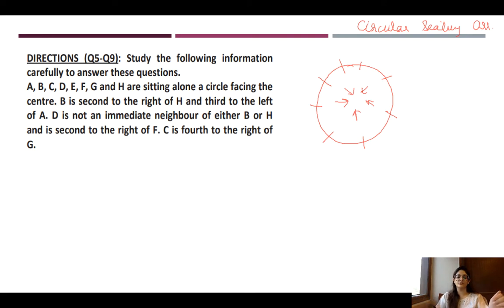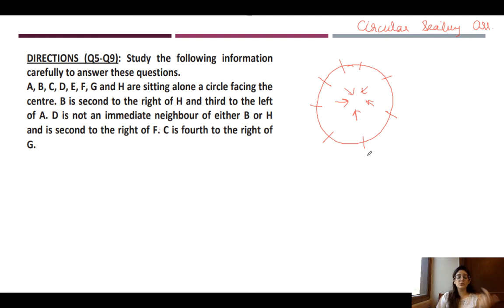Here we have: D is not an immediate neighbor of either B or H, and is second to the right of F. C is fourth to the right of G. So here try to find out which point you can start with. Here it is written D is not an immediate neighbor of either B or H. So let's start with something like this. B is second to the right of H is given, so let's combine these points.